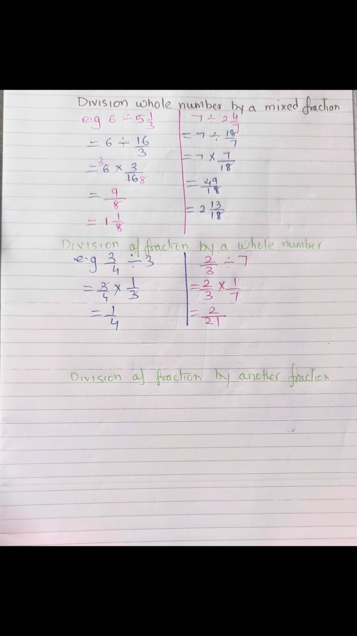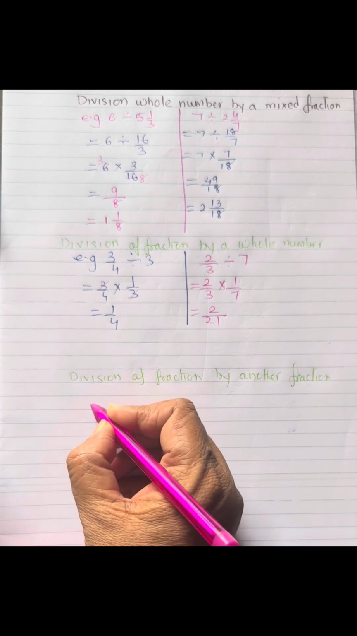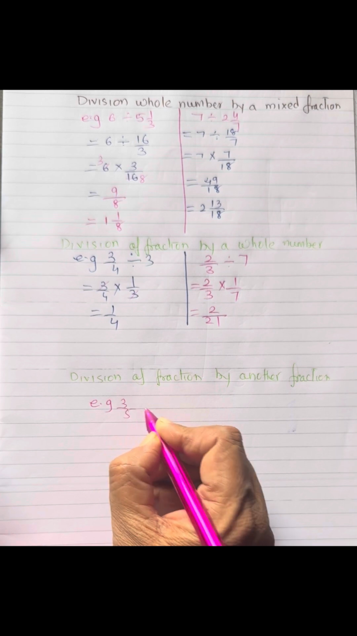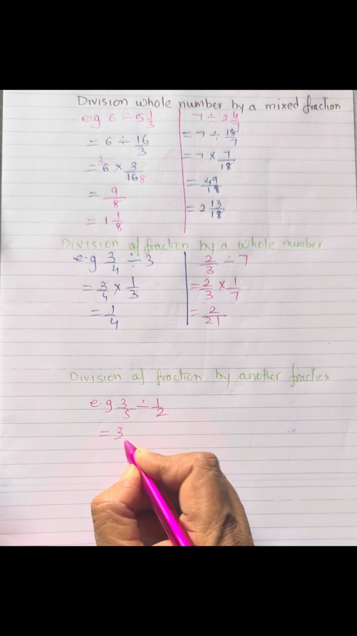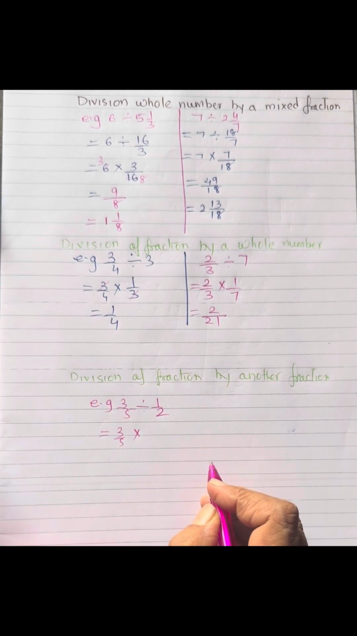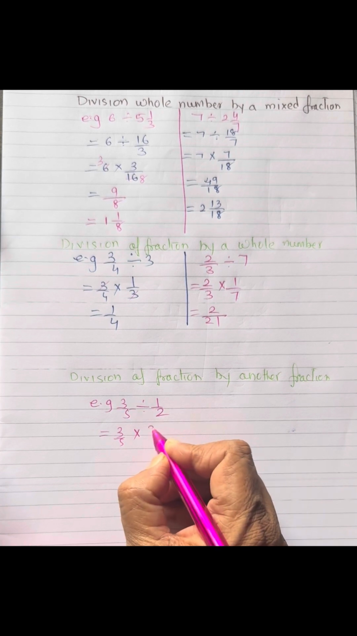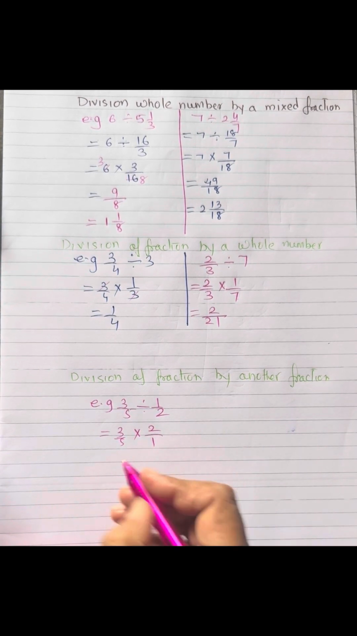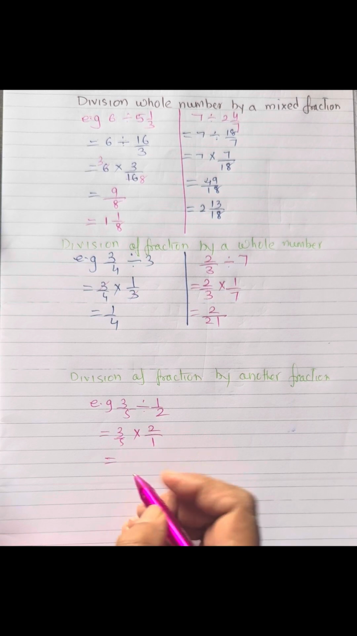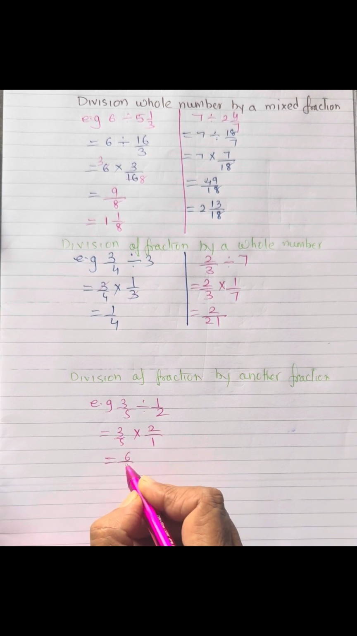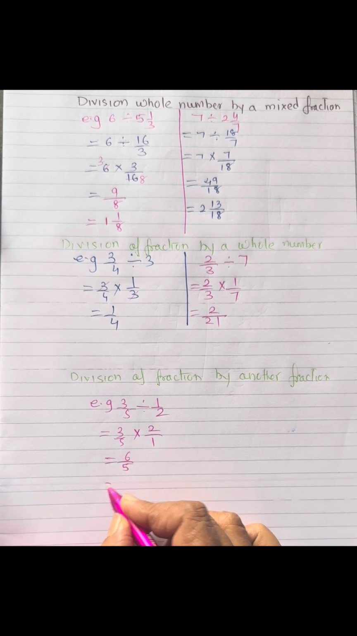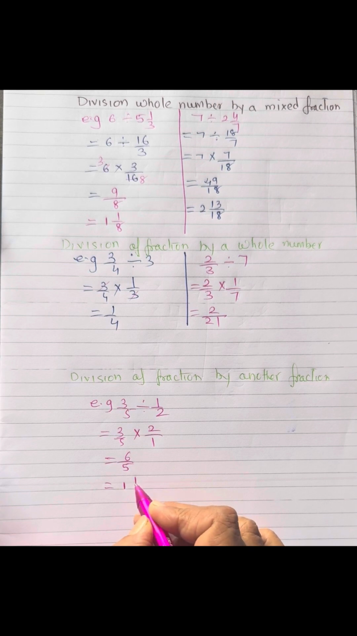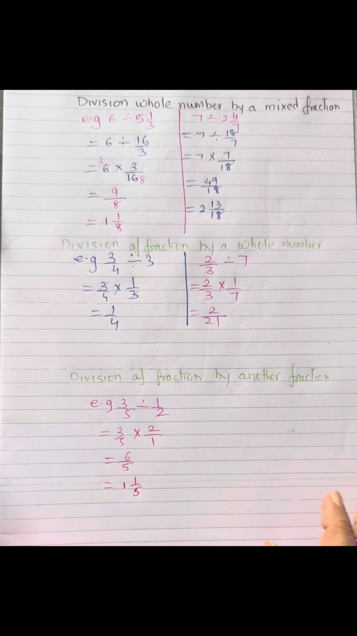Now we'll understand division of a fraction by another fraction. So again let us take an example: 3 upon 5 divided by 1 upon 2. Rules are the same. Write 3 upon 5 as it is. This becomes multiplication. The reciprocal of 1 upon 2 is 2 upon 1. So just multiply. 3 2s are 6 upon 5. Now 6 upon 5 is an improper fraction. Convert it into mixed. So 5 ones are 5, 1 is the remainder. So 1 whole 1 upon 5 is your answer.